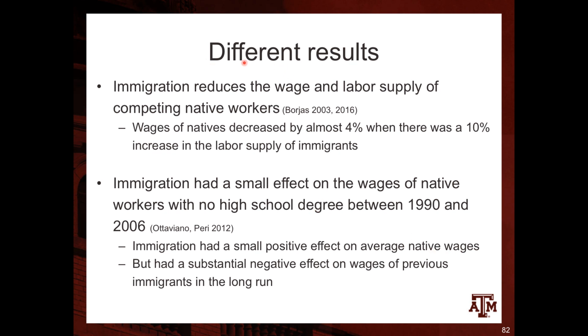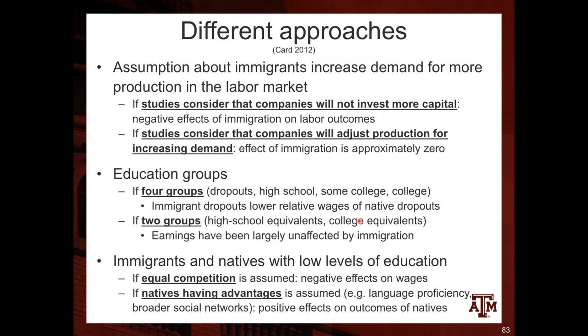So why are there so many different results, in some cases saying that immigration has a negative effect on US-born workers, and in this case saying that immigration actually has a positive effect on the earnings of US-born workers? David Card, an economist from UC Berkeley, mentions that the reason these different studies get to different results is that they have different approaches, different methods to analyze the effect of immigration on labor market outcomes.